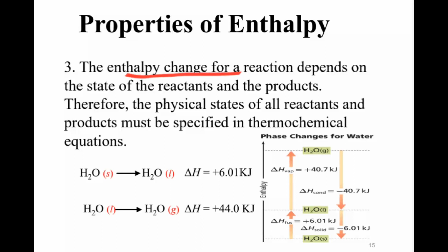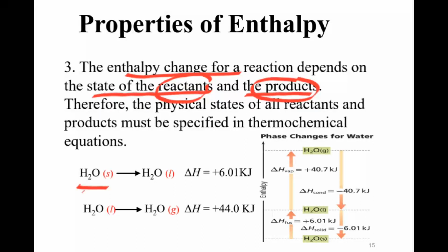The enthalpy change for a reaction depends on the state of the reactants and the products. So what does the enthalpy change of a reaction depend on? The state of the reactants and products. For example, water can exist in solid state, liquid state or gas state. So taking water from solid state to liquid state and taking it from liquid state to gas state is not equal.